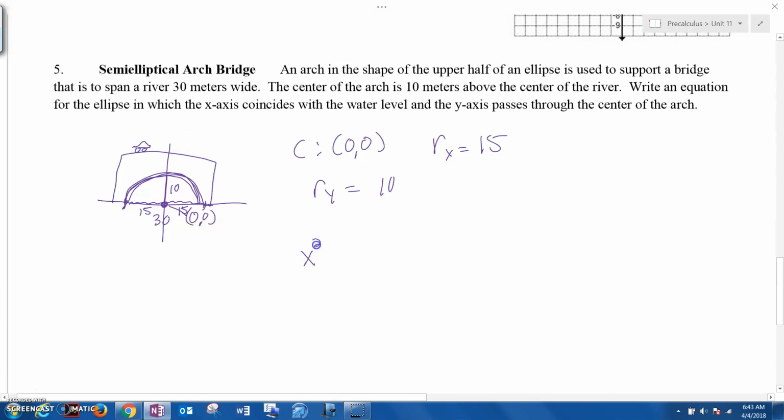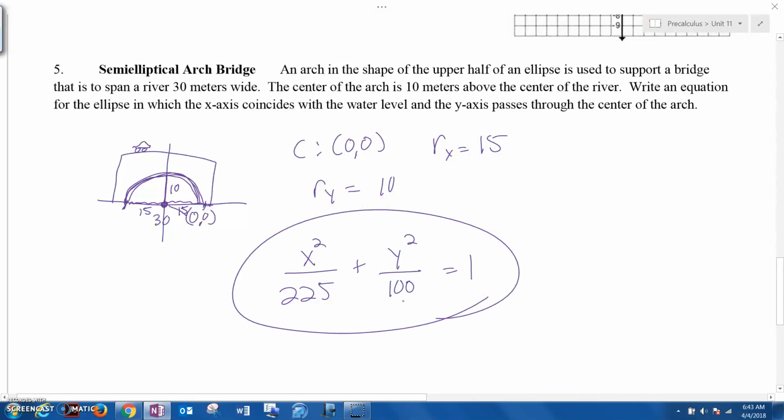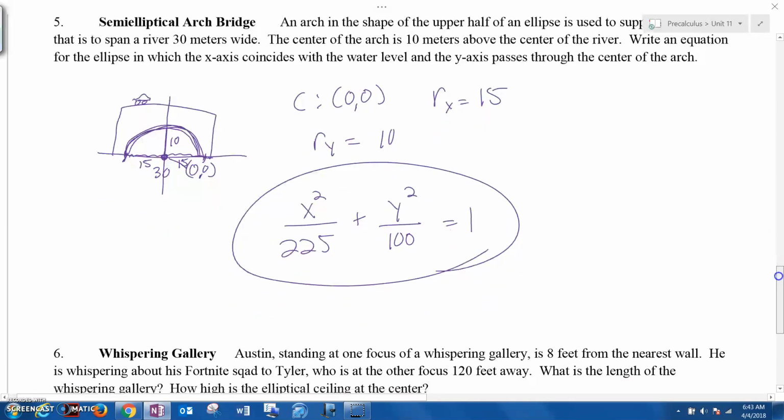So I have my equation. x squared and y squared on top, and then you square the radii. So 15 squared is 225, and 10 squared is 100. This would model that ellipse. And then you can use that to find different heights of the bridge if you wanted to. I just care that you guys get the equation.